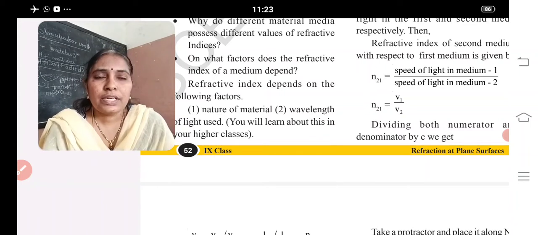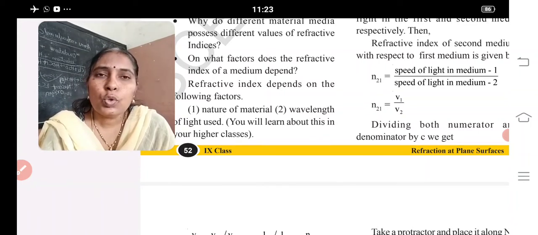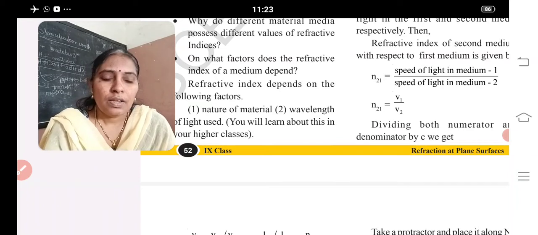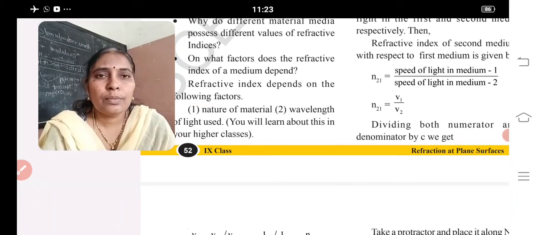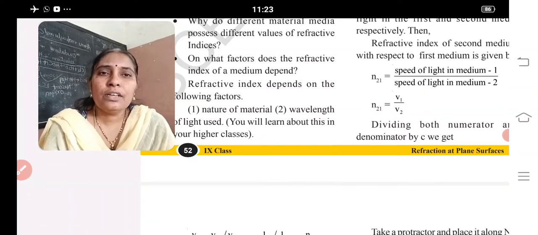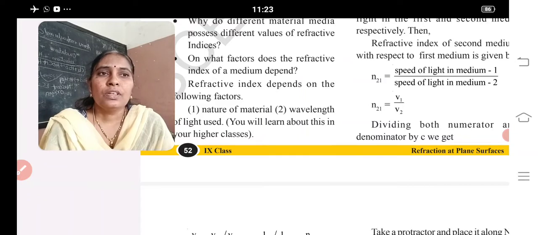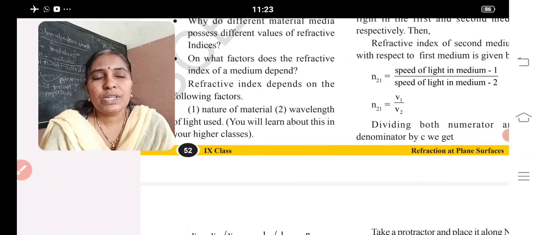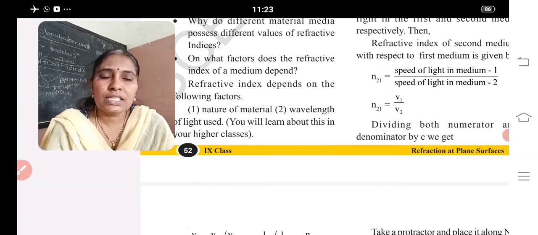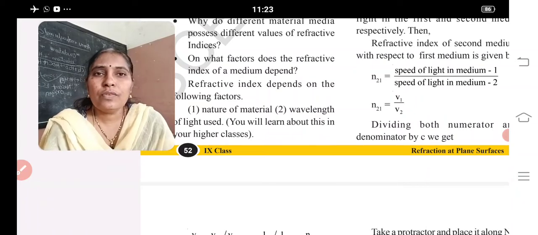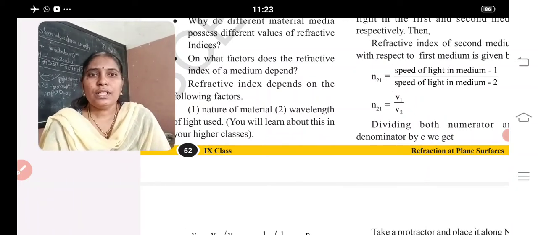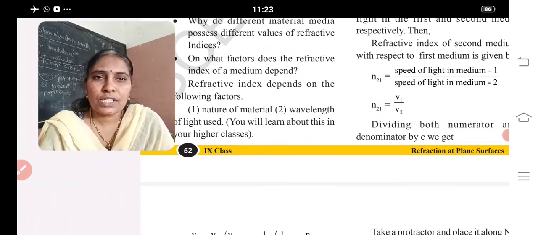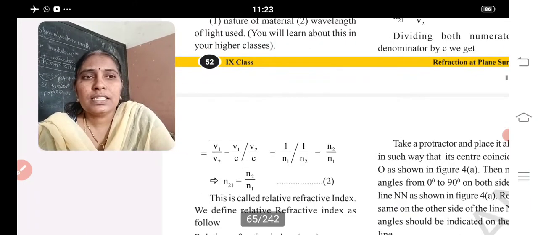Relative refractive index is denoted with the letter n21, not twenty-one. When I asked the oral test, most of them pronounced it as twenty-one. It is n2,1. It indicates the second medium with respect to the first medium. So what is the refractive index of the second medium with respect to the first medium? Speed of light in the first medium by speed of light in the second medium, that is n21 equals v1 by v2. What are v1 and v2? They are the speed of light in the first medium and the speed of light in the second medium.